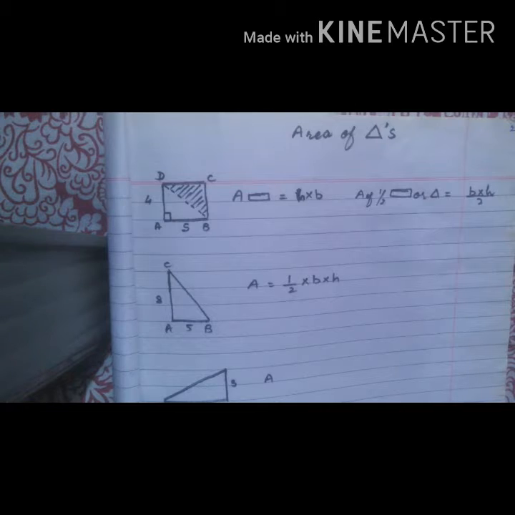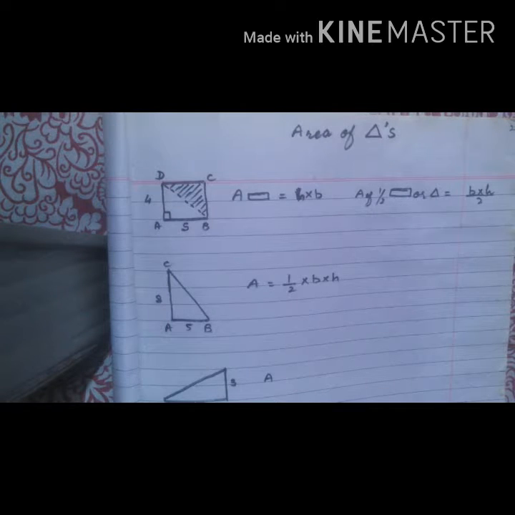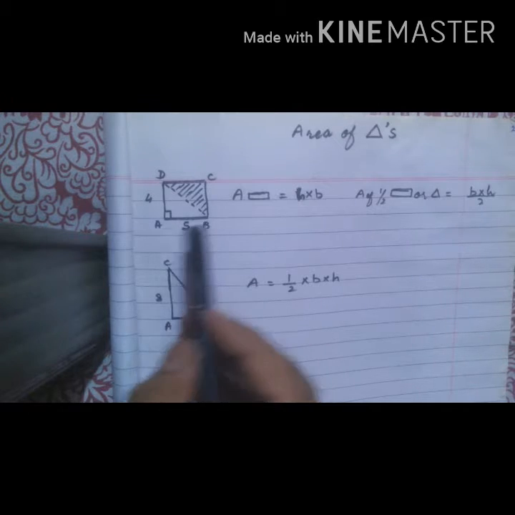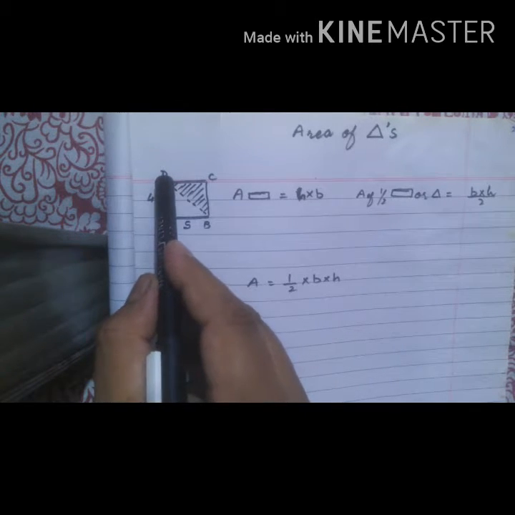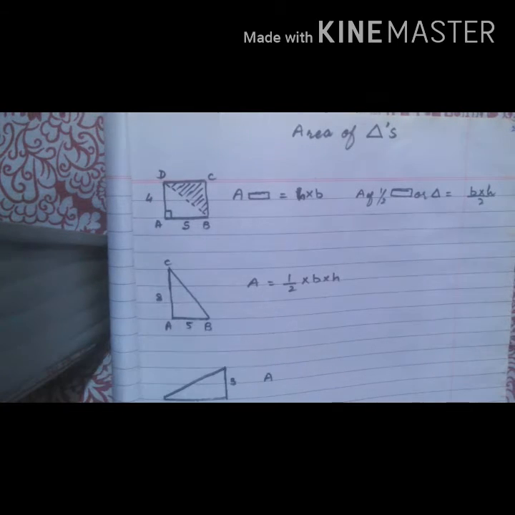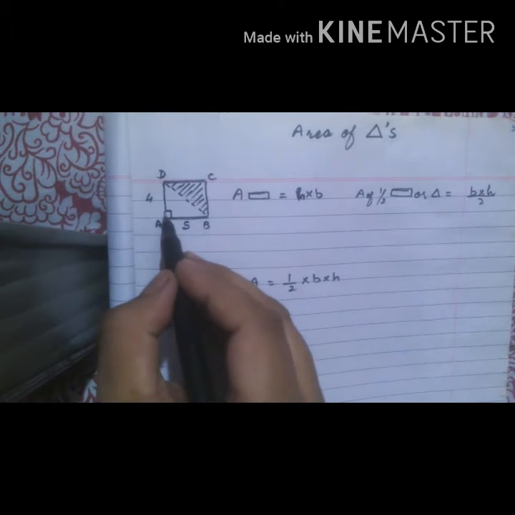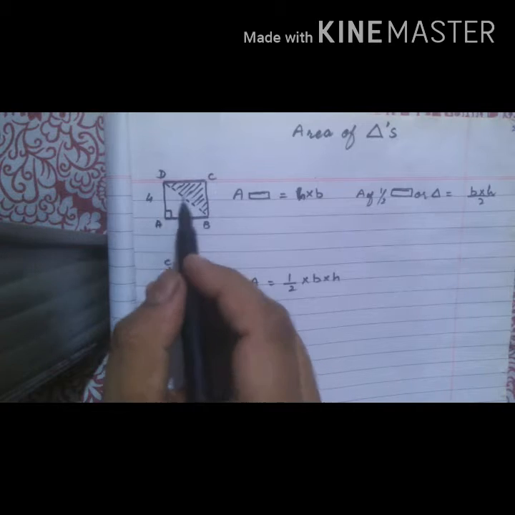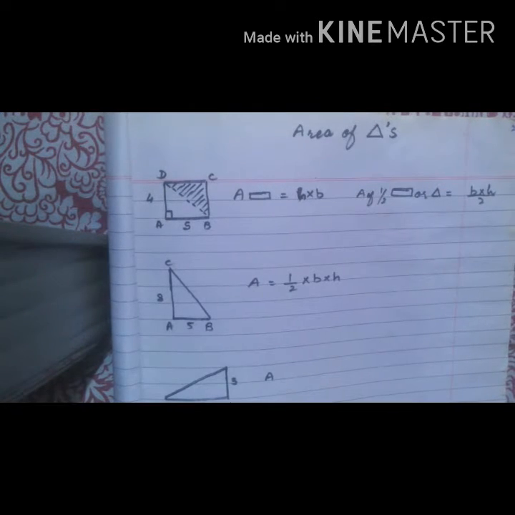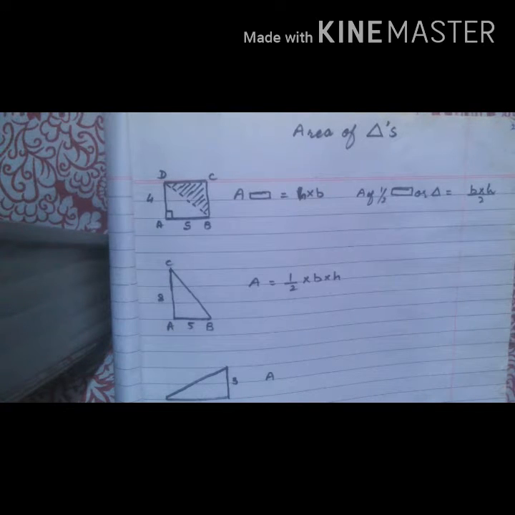And we all know that the area of a rectangle can be calculated by multiplying its base and length. In this case, length can also be given the name height, because if you observe, there is an angle of 90 degrees forming. So this side AD is basically the perpendicular height of this rectangle ABCD.